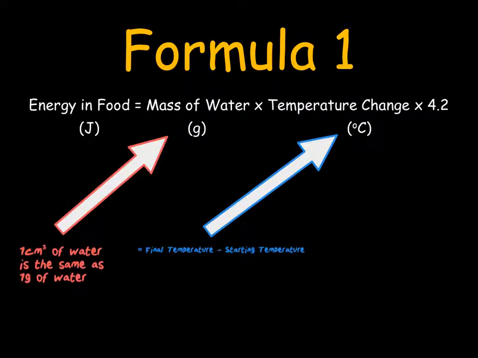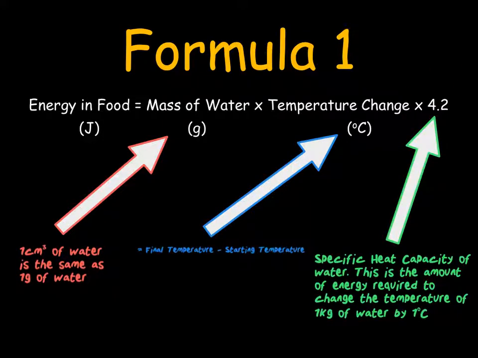Finally, we have this value of 4.2. This is the specific heat capacity of water. This is the amount of energy needed to change the temperature of 1 kilo of water by 1 degrees C. Different substances have different specific heat capacities. For water, this is 4.2. Once we have a value for the energy in food in joules, we can then use our second equation.